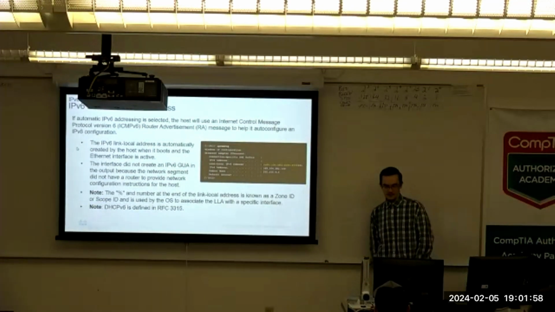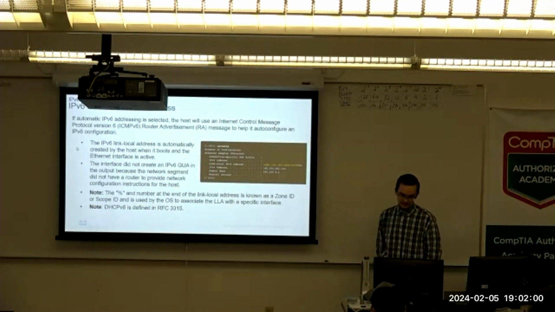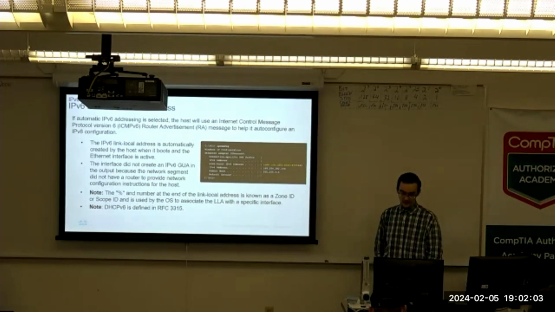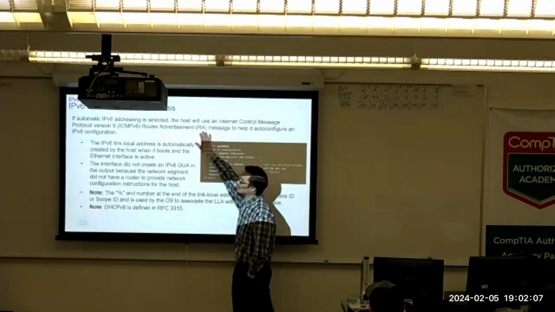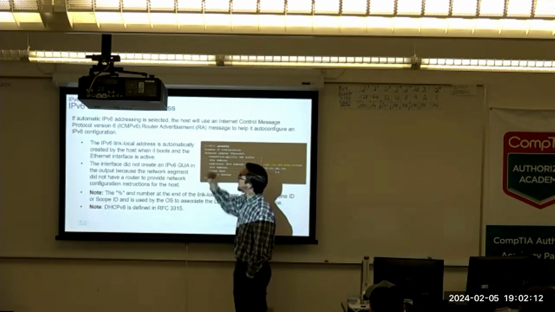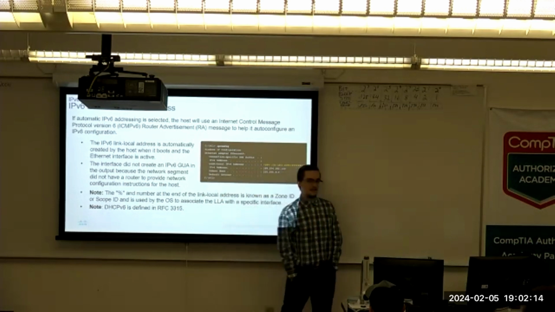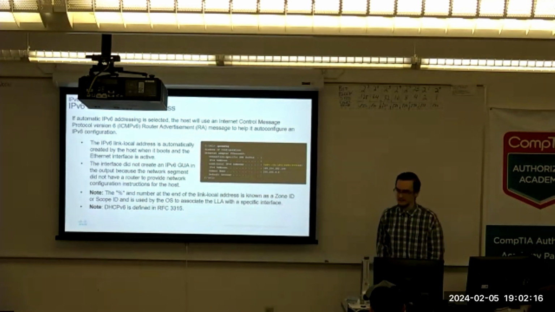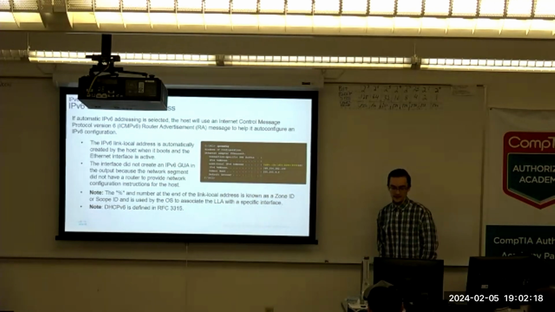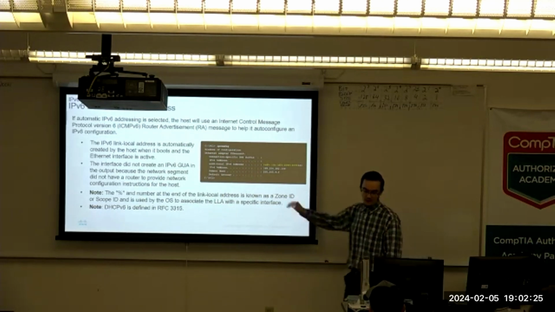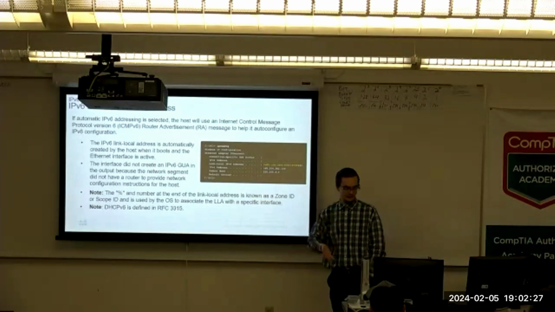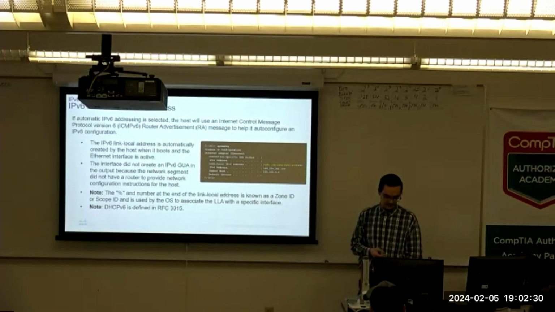Automatic IPv6 addressing. The way it works is through router advertisements, RAs. Now, who do you think sends this? Router advertisement. Does the client send it or does the router send it? Router. It's a router advertisement. The host will use it to give itself an IP address.